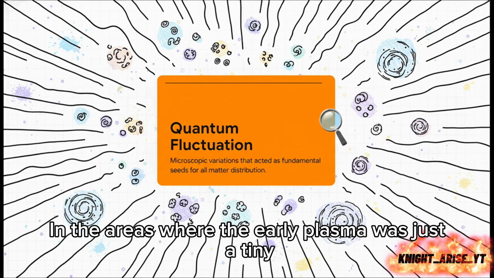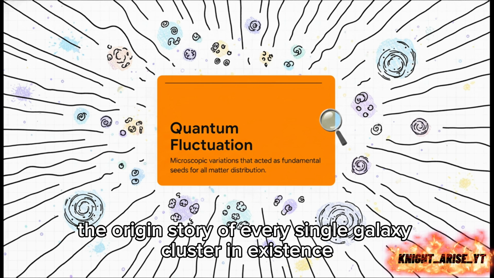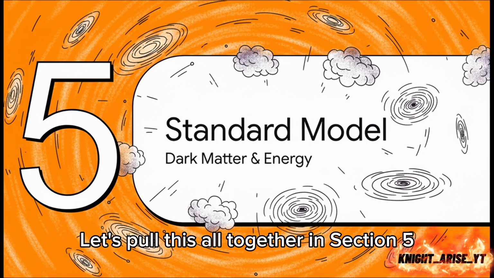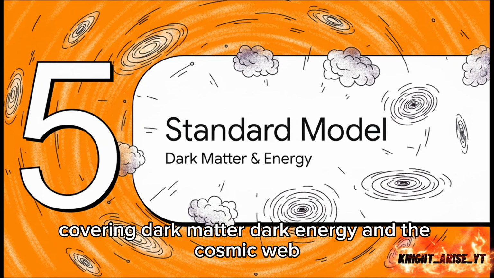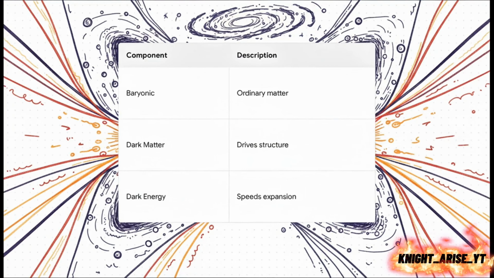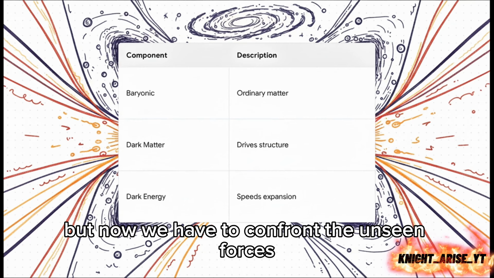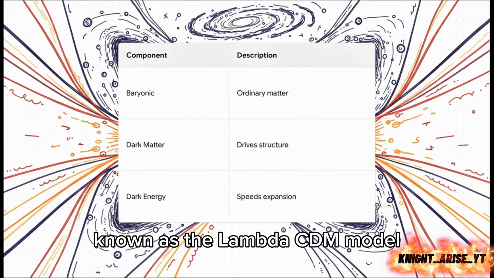In the areas where the early plasma was just a tiny bit denser, gravity began to pull more matter in. This is literally the origin story of every single galaxy cluster in existence. Let's pull this all together in Section 5, the Cosmological Standard Model, covering dark matter, dark energy, and the cosmic web. We have traced the matter we can actually see, but now we have to confront the unseen forces that dominate our modern understanding of physics, known as the Lambda-CDM model.